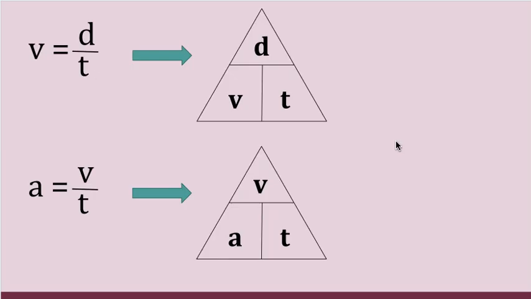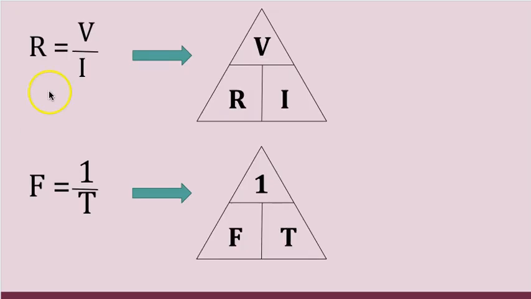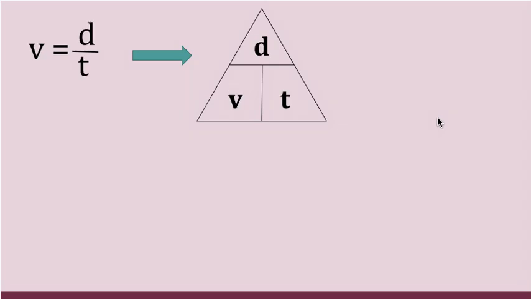This method can be used for any equation that has this same format. So you could use it for A equals V over T, R equals V over I, F equals 1 over T. Any of these equations that follow the same format, this whole video could apply to, but I'm going to just focus on V equals D over T. So how do we use this? This is supposed to help us rearrange the equation when we're solving for certain variables.